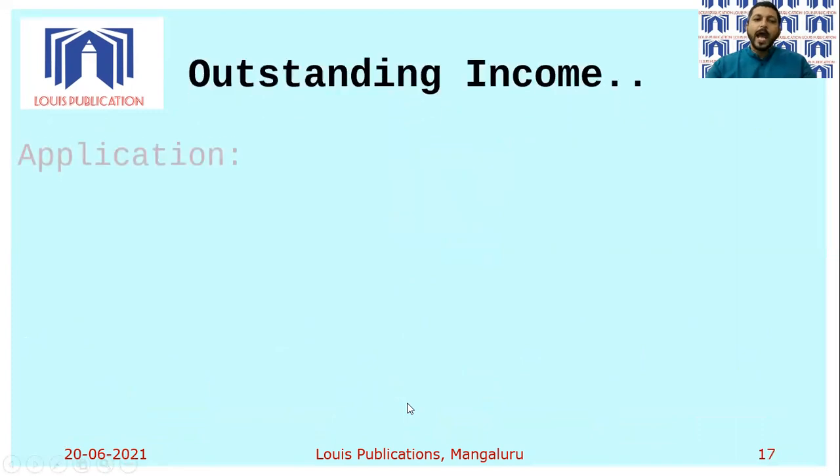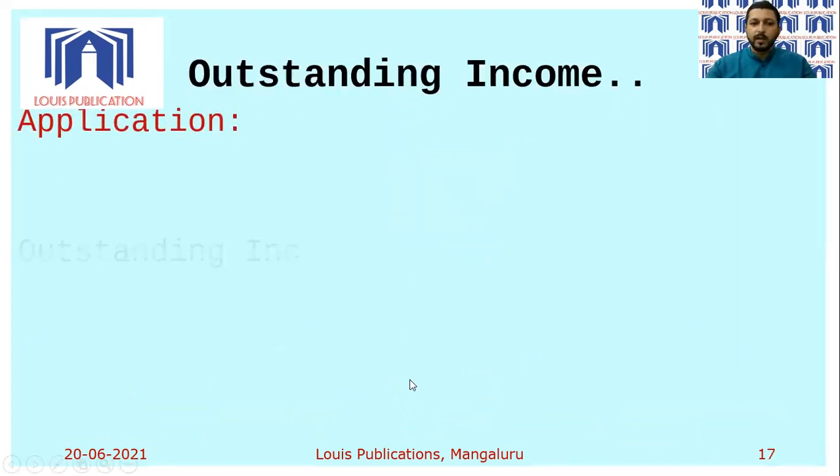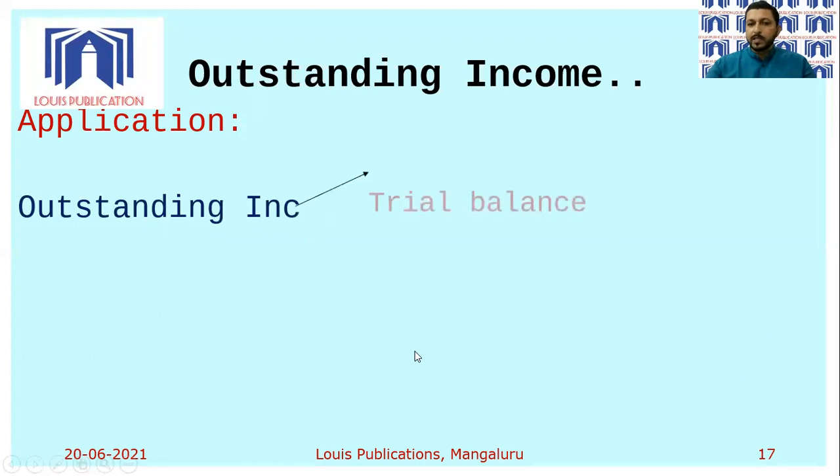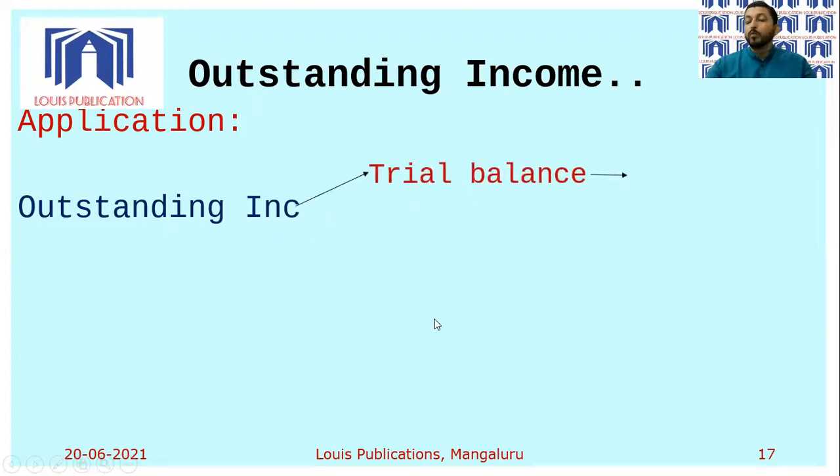Let's look at the application of outstanding income. If given in the trial balance, as I just mentioned, you will give only one effect, and that effect will be on the asset side of the balance sheet, because the income value has already increased in the profit and loss account. You don't have to do it again. So only one effect, on the asset side of the balance sheet.